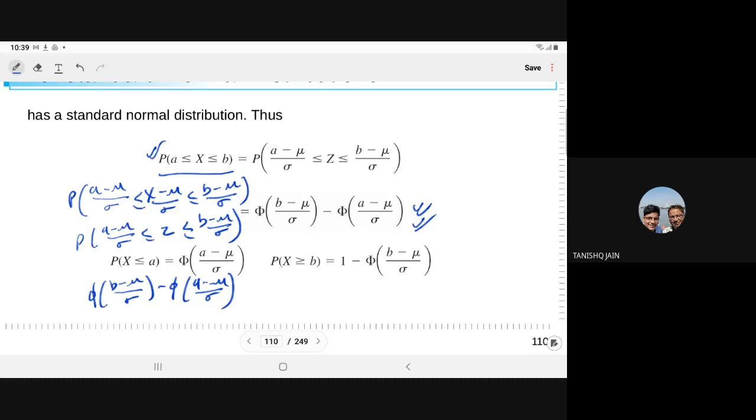Similarly, if you have to compute the probability that x is less than or equal to a, it is phi of a minus mu upon sigma. If you have to compute the probability that x is greater than or equal to b, it can be written as 1 minus the probability that x is less than or equal to b, which is 1 minus phi of b minus mu upon sigma. So that is written here.